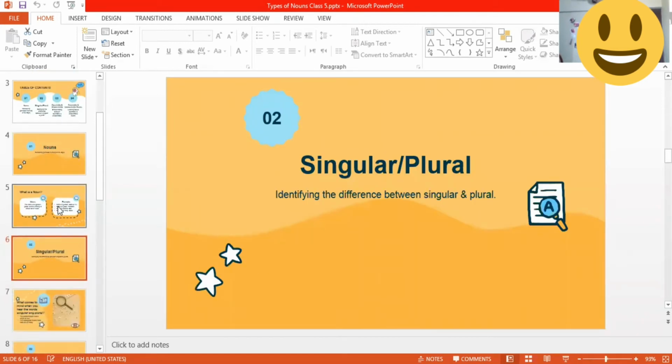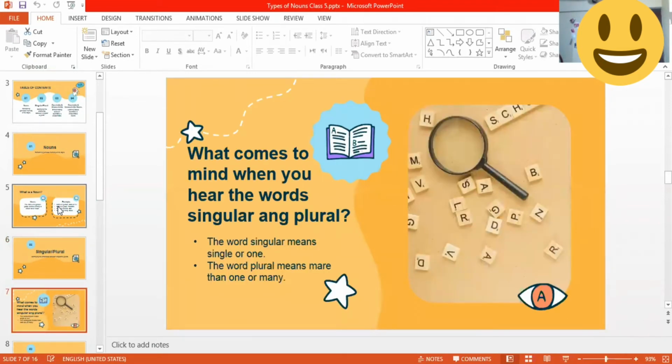Now, what are singular and plural? Have you ever heard these words? Do you know? What comes to mind when you hear the words singular and plural? The word singular comes from the word single. Single means one.